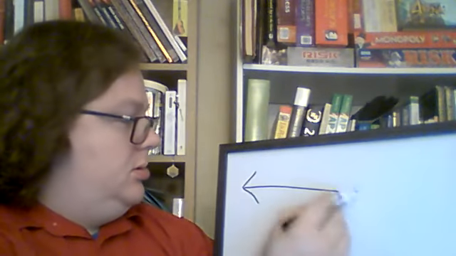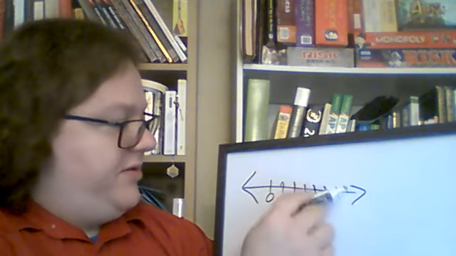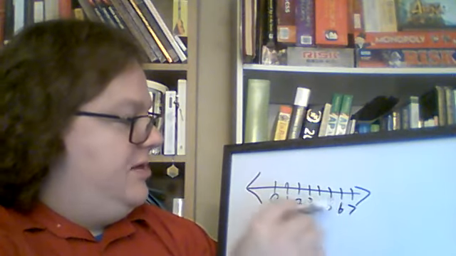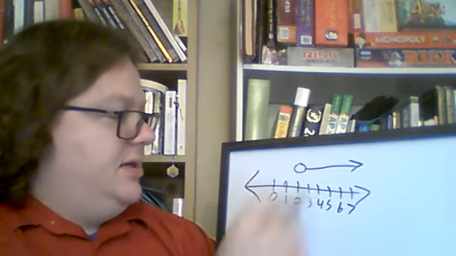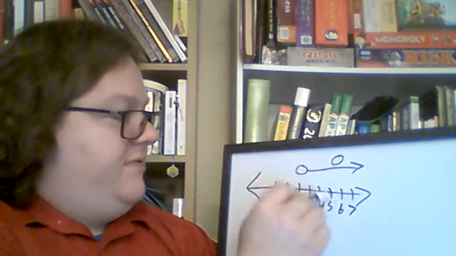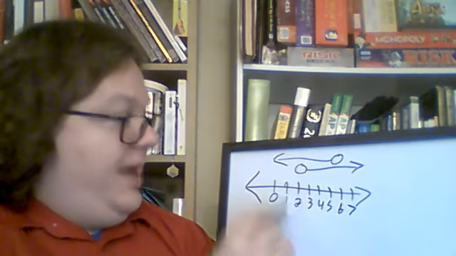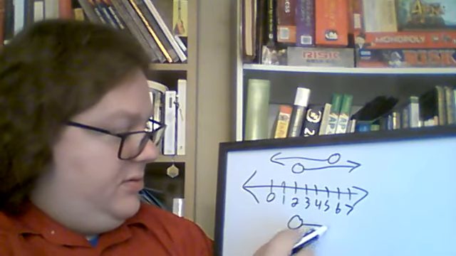So earlier, when we discussed number lines, we showed that 0 is here. 1, 2, 3, 4, 5, 6, 7. If x is greater than 2, then we do like this. If x is less than 5, then we do like this. But if x is greater than 2 and less than 5, then we would go like this.